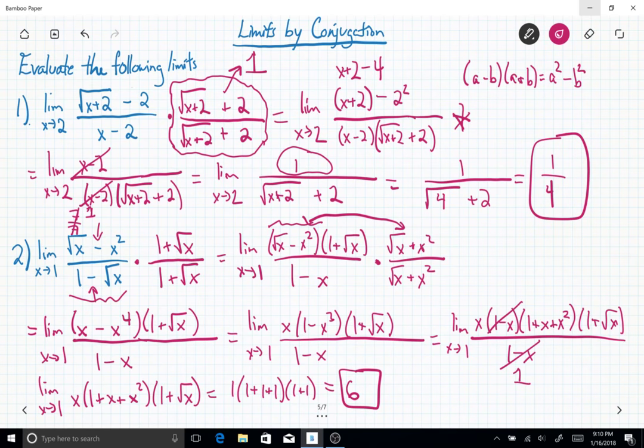So hopefully that makes sense. If not, let me know. I'll be happy to clear it up. Okay, so just, yeah, sorry I did that a little bit fast. So x plus 2 minus 4 simplifies to x minus 2.